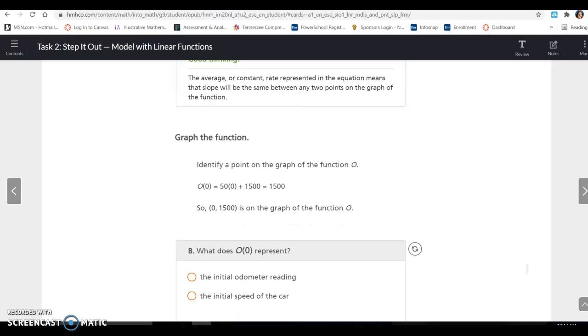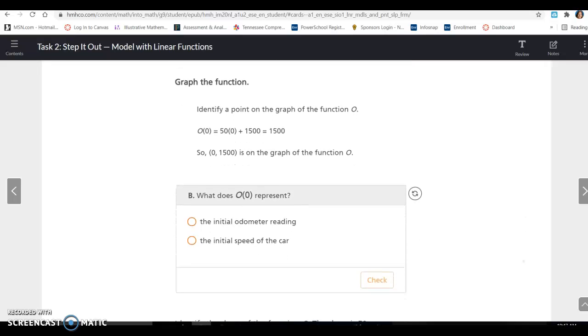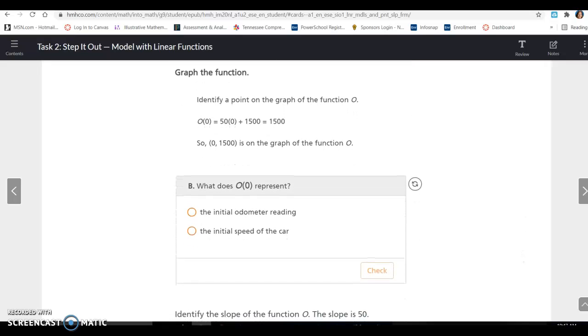All right, it says graph the function. Identify a point on the graph of the function O. So they just plugged in 0 for t, 0 amount of time. And if you plug in 0 for time, 50 times 0 is 0 plus 1,500. So the odometer is going to read 1,500 when it starts. So that's your y-intercept. That's where it starts. So 0, 1,500 is on the graph of the function O.